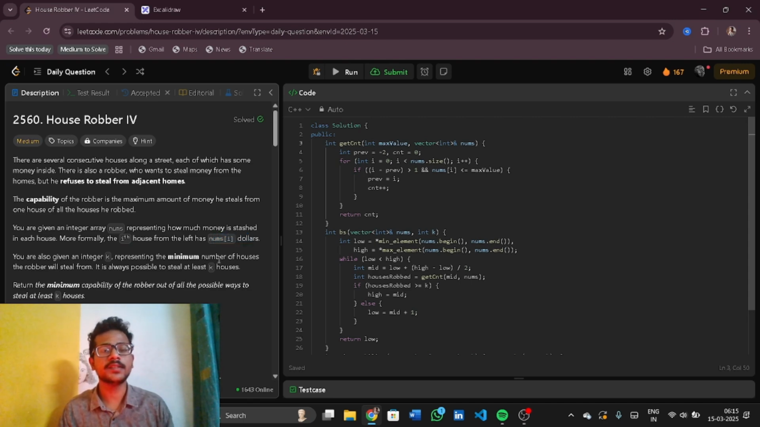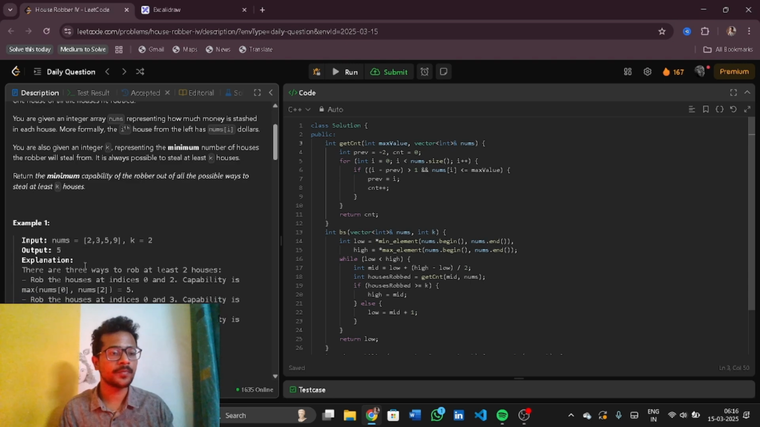Now the thing is, the robber refuses to rob adjacent houses. Imagine he robbed $2 from the zeroth index house. Then he will not rob the house adjacent to 0, which is 1. So he will not rob that. Instead, he can rob 3 at the second index, and also at the third index. So he will not rob from adjacent houses.